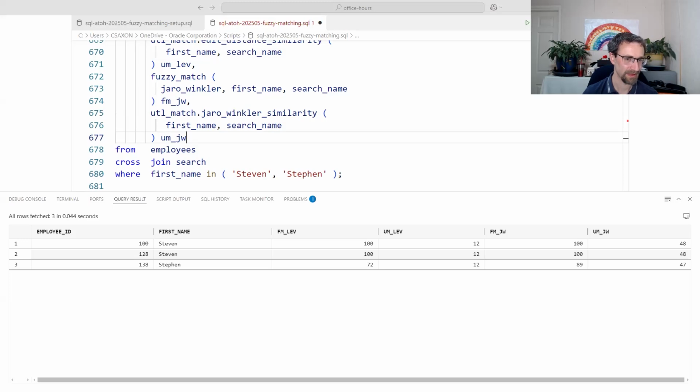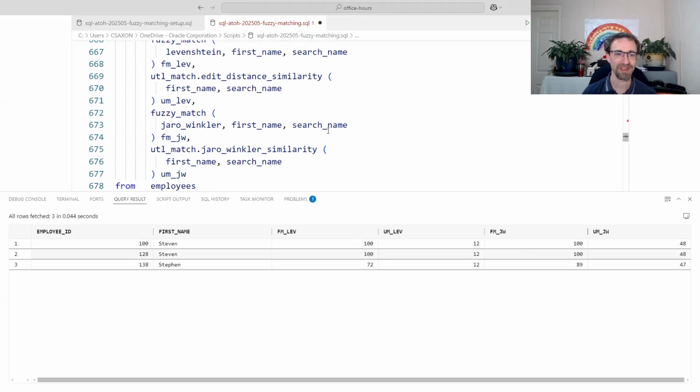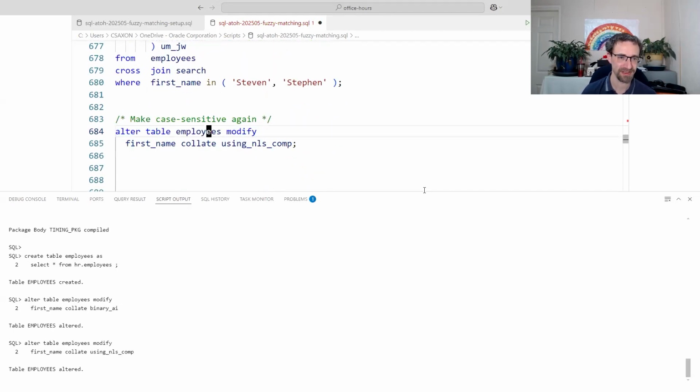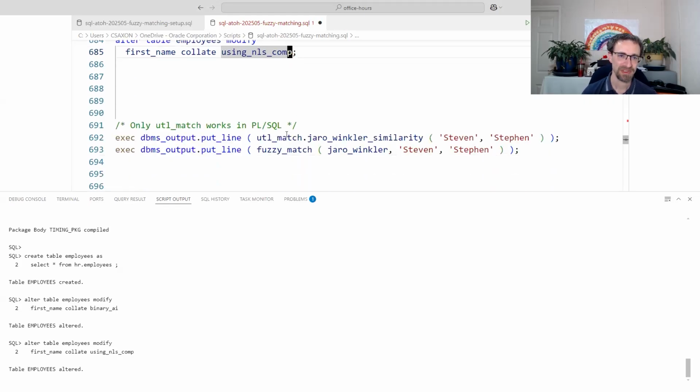Okay, all right. So we can see with fuzzy match, we can use these collations, which can be very useful, particularly for accent insensitive collations. We want to ignore diacritics and things like that as well, whereas with UTL match, we can't. Right, so using NLS comp just basically means use the settings. So we're back to case sensitive comparisons. So at this point, it's looking like kind of a slam dunk win for fuzzy match. It has a lot more options to it. We can use collations, more algorithms.